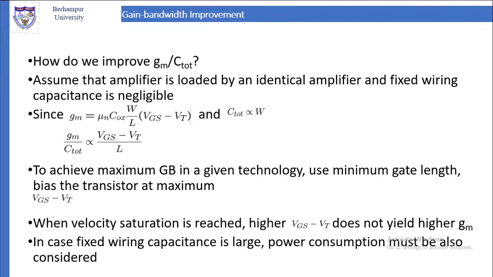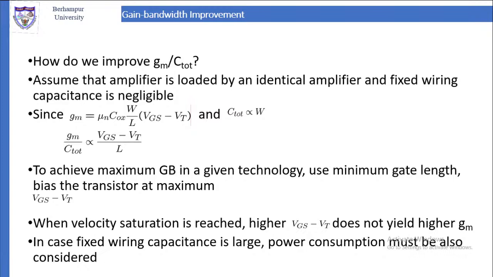Then what about mu n and COX? Mu n is a constant, and COX is also constant for the transistor. So in the proportionality there is no business of constants. You take them out. What is remaining is VGS minus VT by L. Therefore, GM by C total is proportional to VGS minus VT by L. I hope that you understood this much.